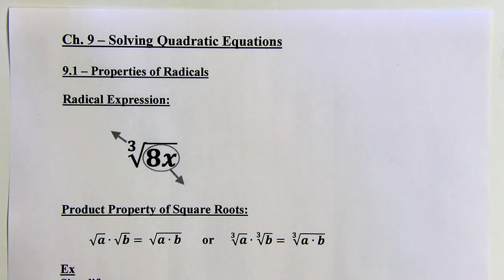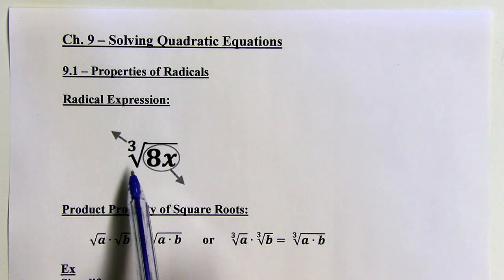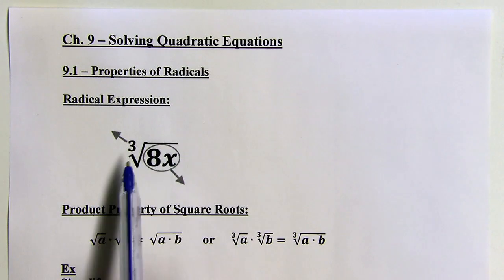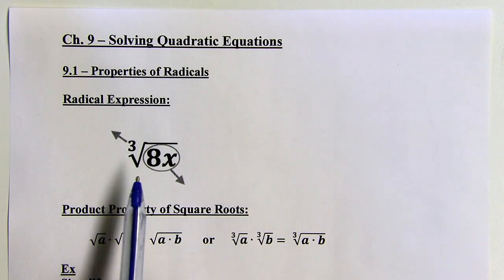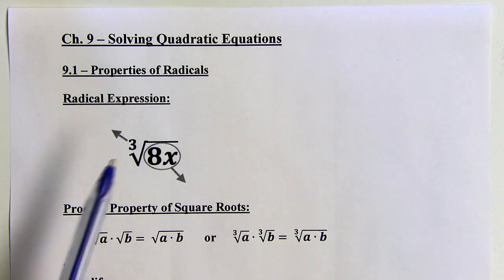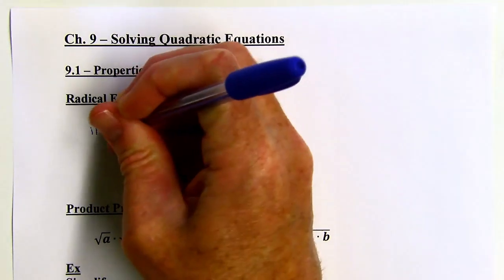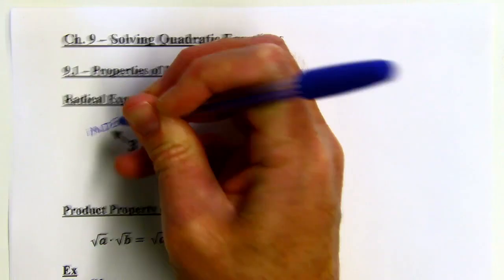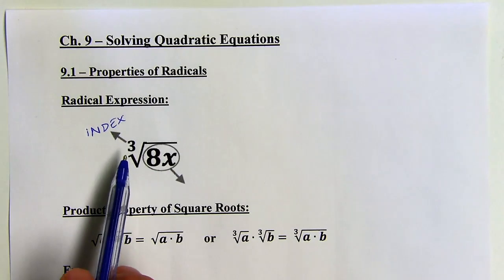Chapter 9, Solving Quadratic Equations. 9.1 is Properties of Radicals. So here we have a radical expression, okay? And just a little vocab. Sometimes you'll see a little number up here in the corner, and that's going to be the index. So 3 is the index here, and that means that this is a cube root.